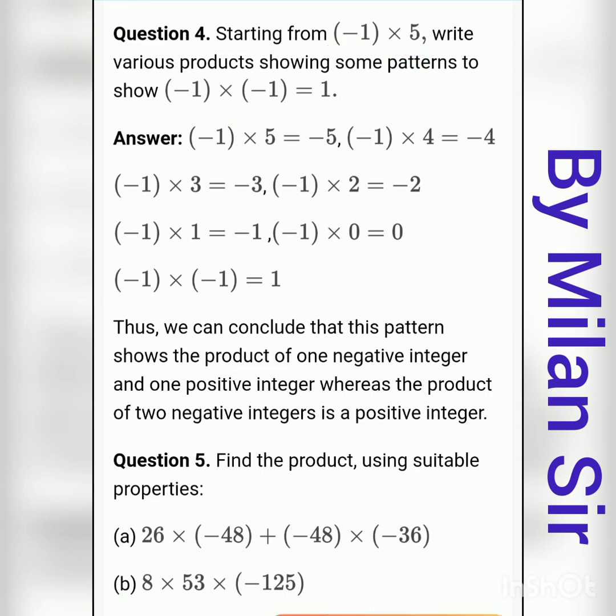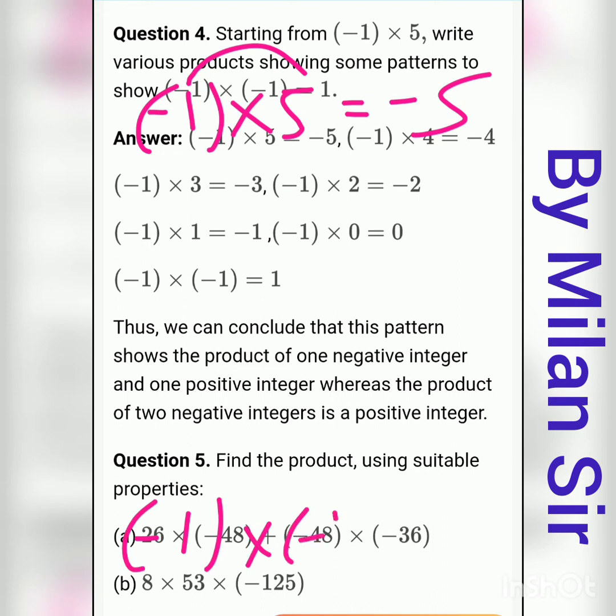So first of all, we start with minus 1 multiplied by 5. 5 ones are 5. One has a negative sign, 5 has a positive sign, so the answer is minus 5. Now what we want here is minus 1 multiplied by minus 1. Minus 1 we already have, but here we have 5. So in the second place we need to reach minus 1 and show some pattern. We can change the value of 5 in decreasing order: 5, 4, 3, 2, 1, 0, and after that we get minus 1.